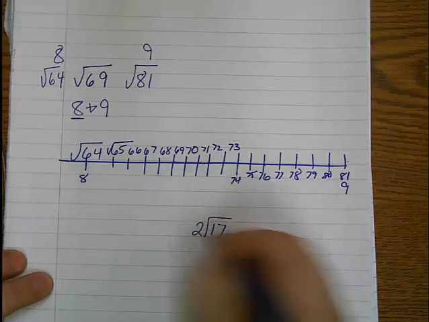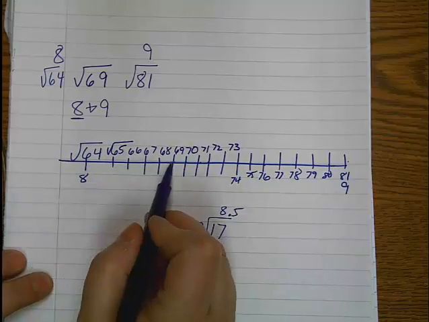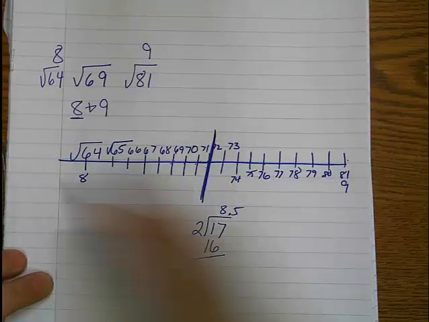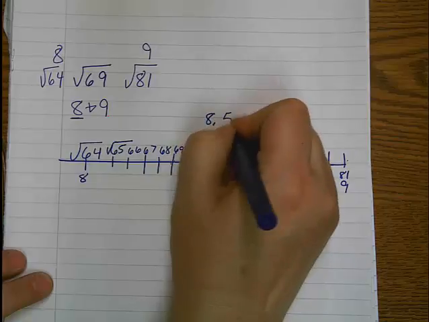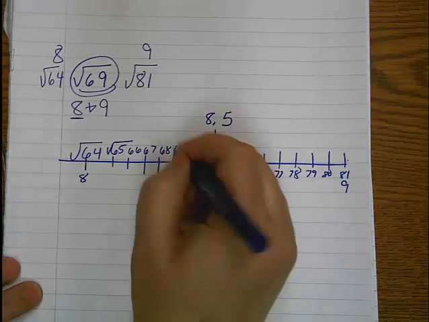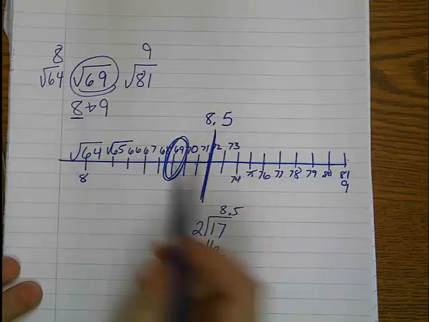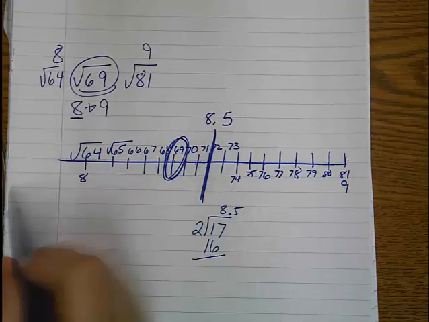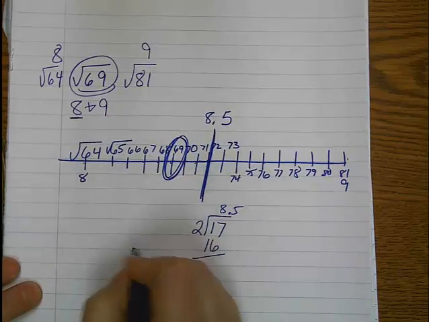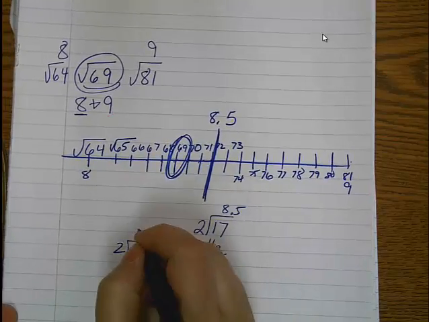So halfway between that would be 8.5. So I'm going to count up 1, 2, 3, 4, 5, 6, 7, 8. And right here is halfway between 8 and 9. So that would be 8.5. Now, I'm looking for the square root of 69, which is right here. So this is what I'm looking for. So I know it's in the first half. So let's count and divide this half in half again.